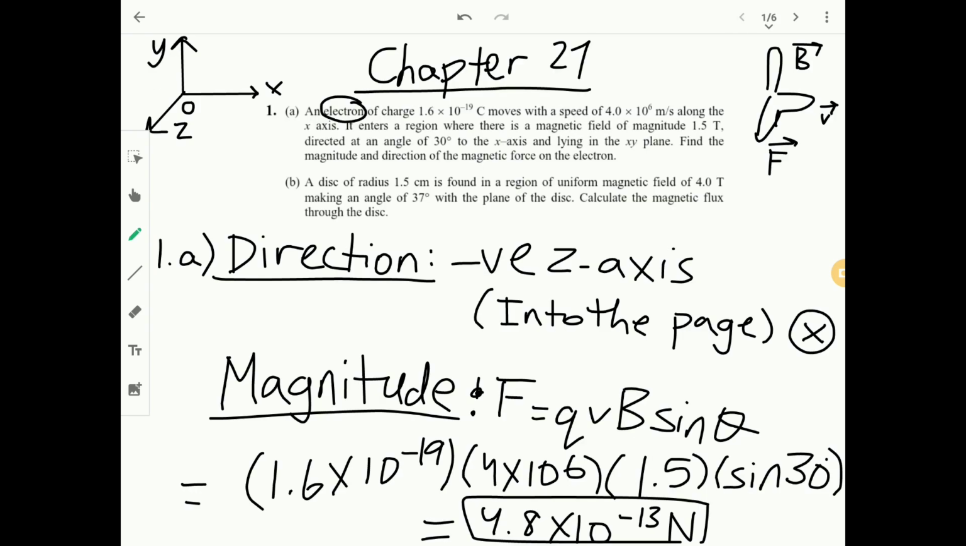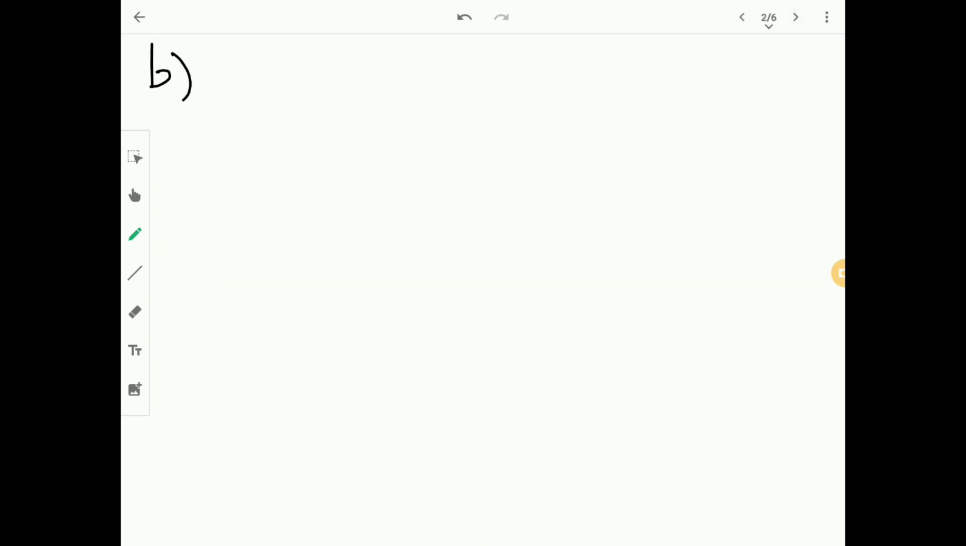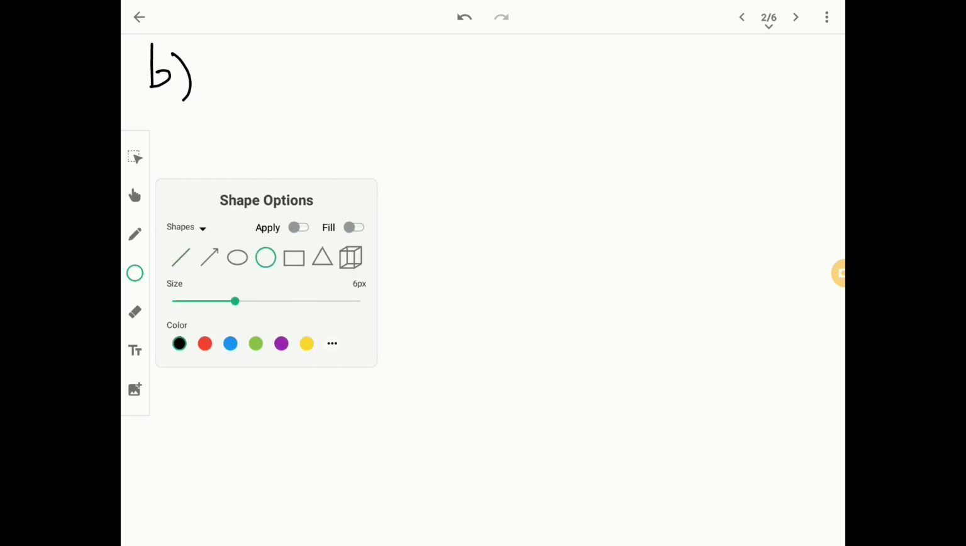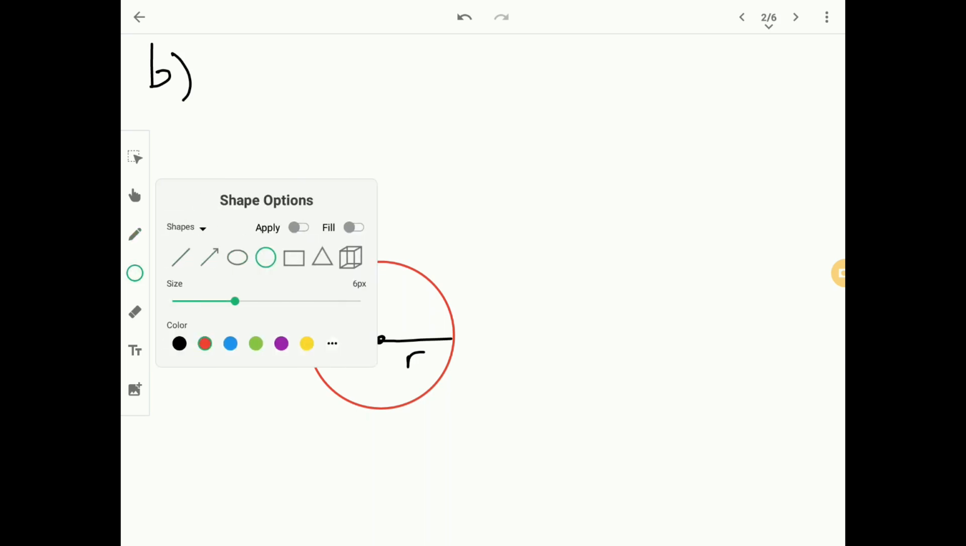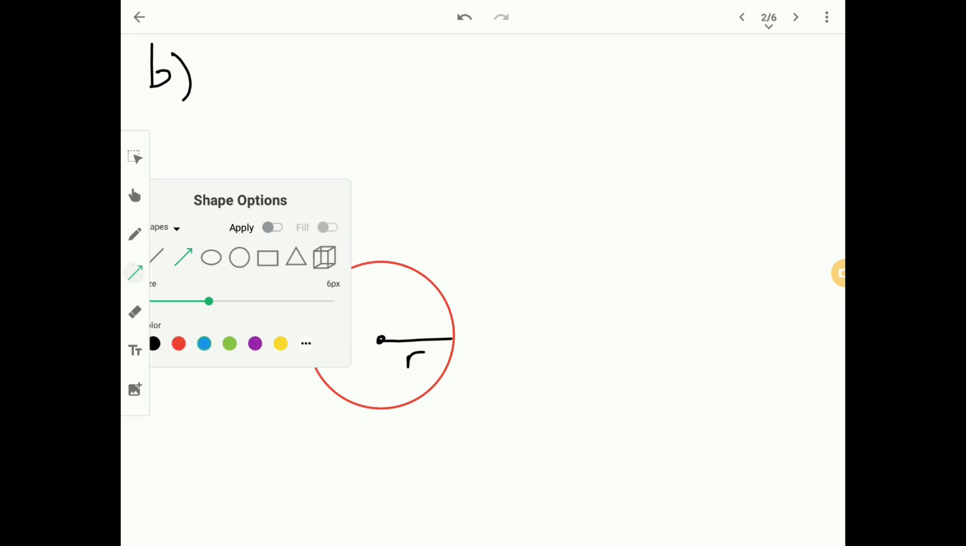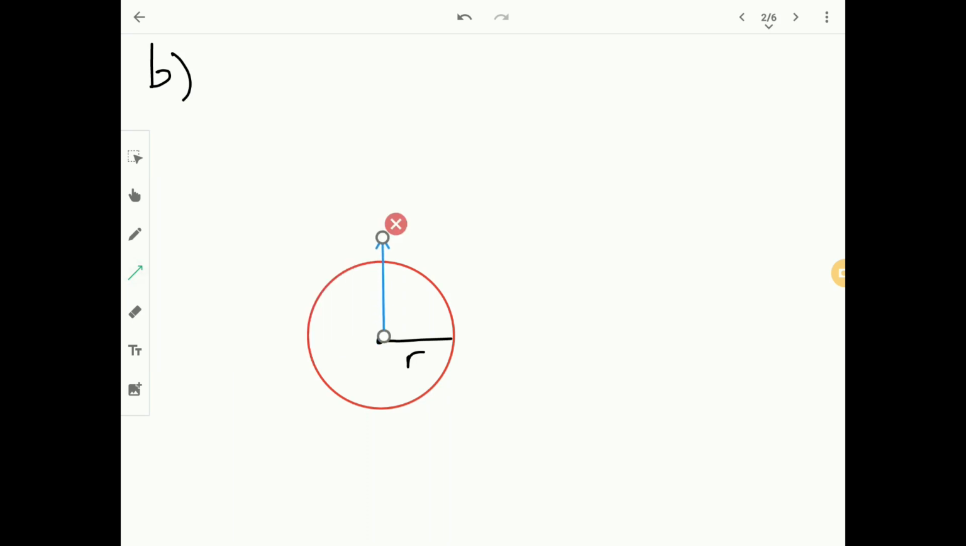We have a disk of radius 1.5 centimeters. It's found in a region of uniform magnetic field of 4 Tesla, making an angle of 37 degrees with the plane of the disk. Calculate the magnetic flux through the disk. So I'll give you guys a few seconds to solve and then we check together. Alright, let's check.